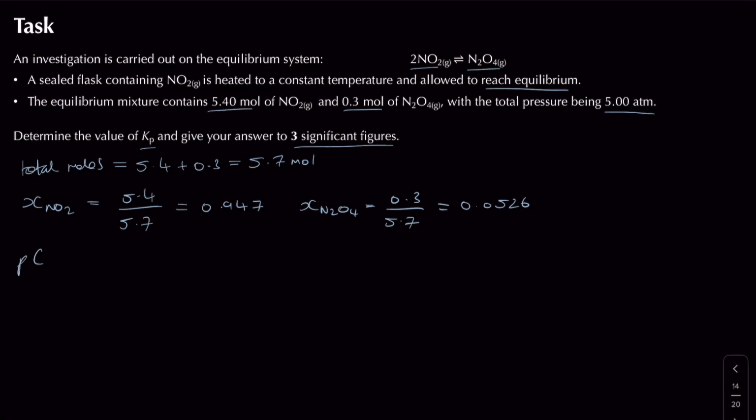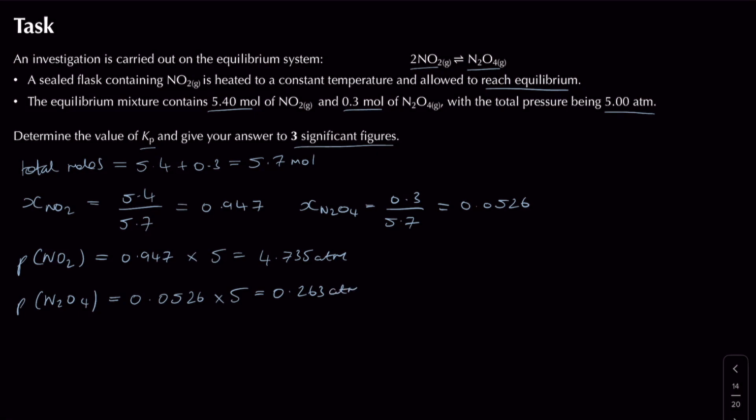What about the partial pressures? Well, the partial pressure of NO2 is going to be equal to 0.947 times our atmospheres of 5 in this case, and that gives us a number of 4.735. And then if you were to look at that, the units is still going to be atmospheres. If I were to find the partial pressure of the next thing, which is N2O4, that's going to be equal to 0.0526 times 5 again. We end up with a value that's going to be 0.263 itself. Now, of course, that's going to be atmospheres too.